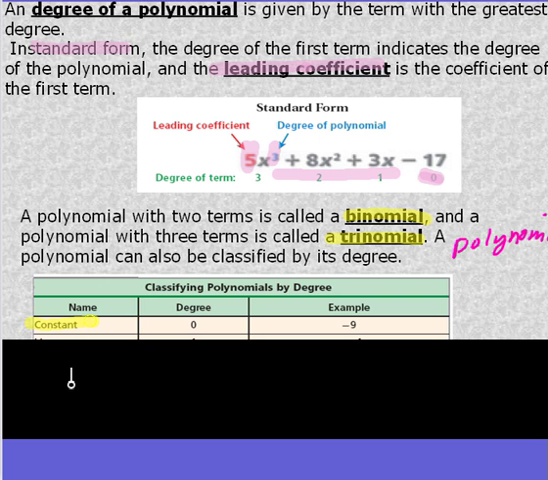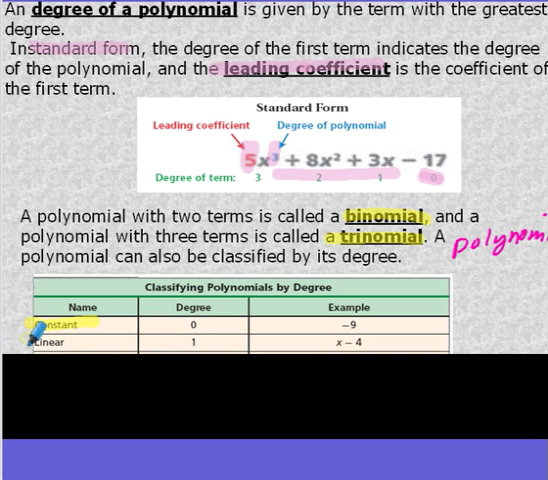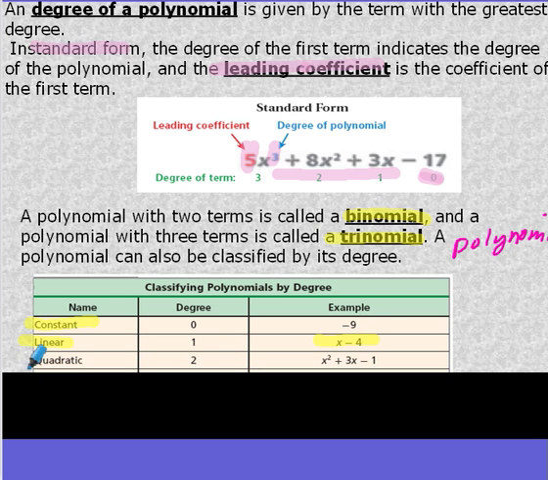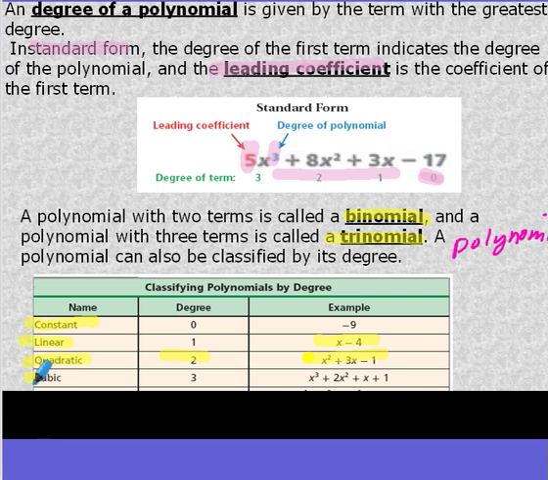If the degree is 1, it's linear. So you can see why, because basically it's a linear equation if it were in equation form. Quadratic is of degree 2, because this looks like quadratic equations. If we've got 3, it's going to be cubic.